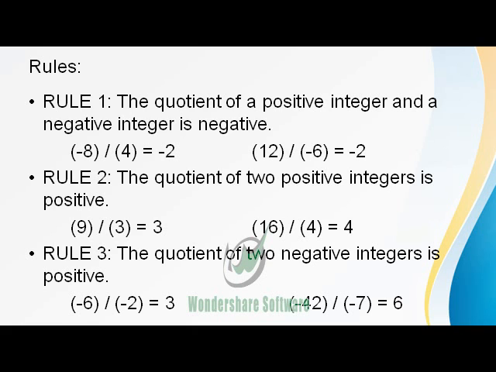Second rule is the quotient of two positive integers is positive. Example: positive 9 divided by positive 3 is equal to positive 3. Positive 16 divided by positive 4 is equal to positive 4. The last rule is the quotient of two negative integers is positive. Example: negative 6 divided by negative 2 is equal to positive 3. Negative 42 divided by negative 7 is equal to positive 6.